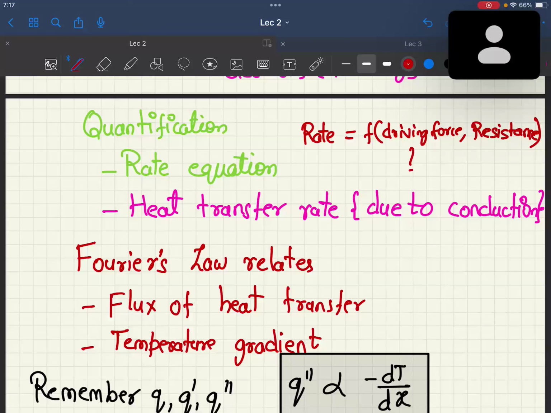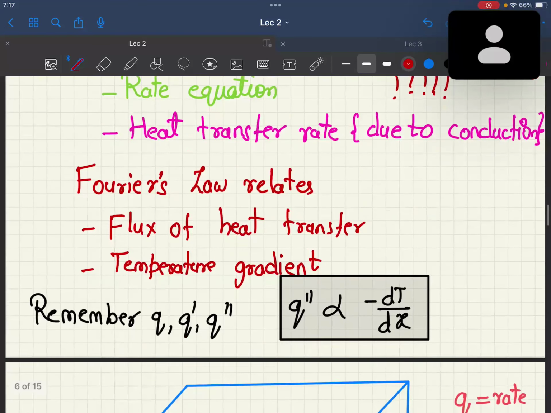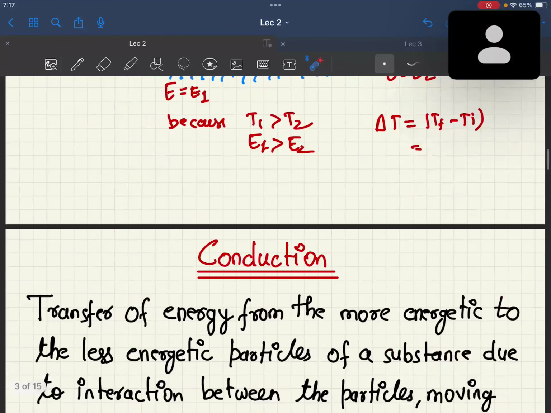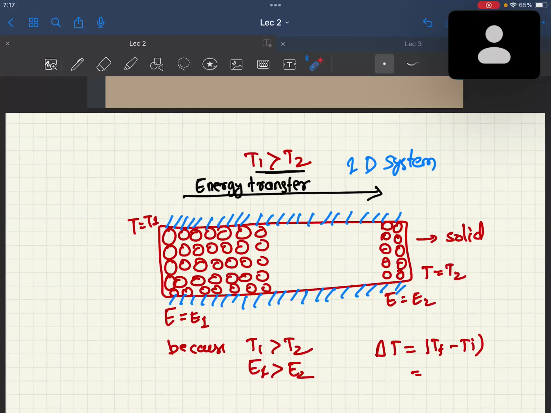So now what is this fundamental expression that we are going to need in order to quantify this rate of heat transfer? Such a rate law is called Fourier's heat law. Fourier's law essentially relates the flux of heat transfer with the temperature gradient. So this is basically flux of heat transfer, and it's going to depend on the negative of the temperature gradient. Now, why this negative? That is because the energy transfer must occur in the direction of decreasing temperature.